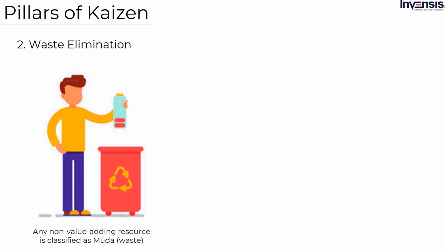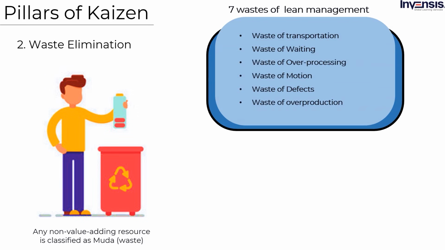Kaizen mainly aims at reducing these wastes. It seeks to improve business processes by eradicating the 7 types of waste that are identified in lean management. So, what are the 7 wastes as identified in lean management? Waste of transportation. Waste of waiting. Waste of overprocessing. Waste of motion. Waste of defects. Waste of overproduction.